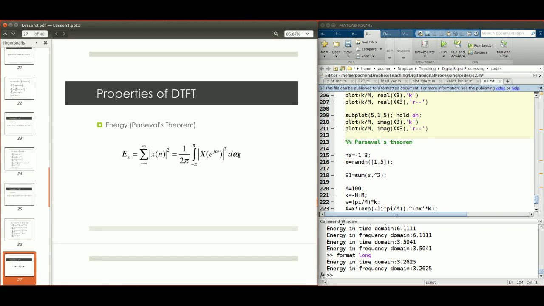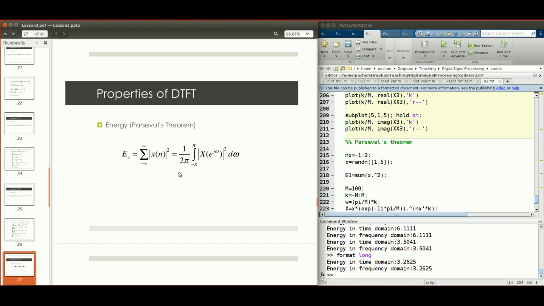And now let's look at the last property that I'm going to talk about. It's called the energy property, Parseval's theorem. What this theorem is telling you is that this summation of the square of the amplitude of the signal in the time domain gives you the energy. That's how you compute the energy: you square the amplitude at every time sample and then sum them together. Then what you get is the energy.